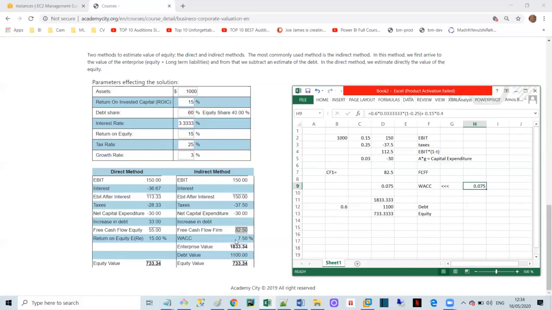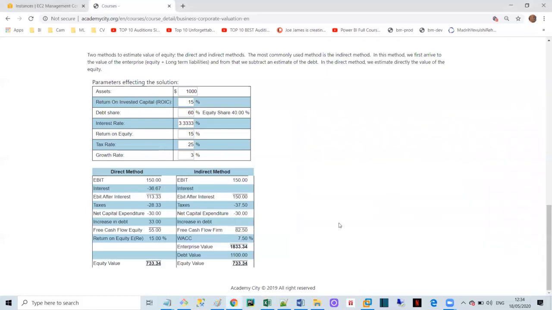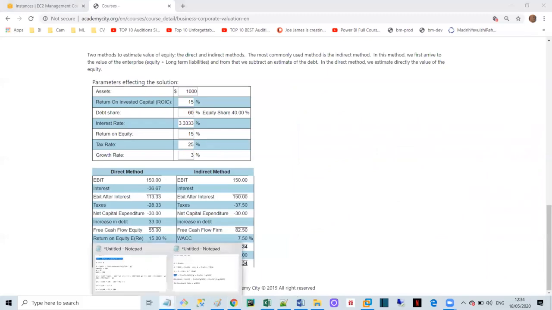So how do I calculate the WACC? It's a weighted average cost of capital: 60% of the RD times 1 minus T, plus 40% of the RE. This one really should say RE, that's return on equity. It will be 15%, 40% of it. I will add them up and I will get to the 7.5%. Is that clear, guys? Questions? Let's pause for a second because I want to go over the other method, and that's where we'll see we'll get exactly the same results.